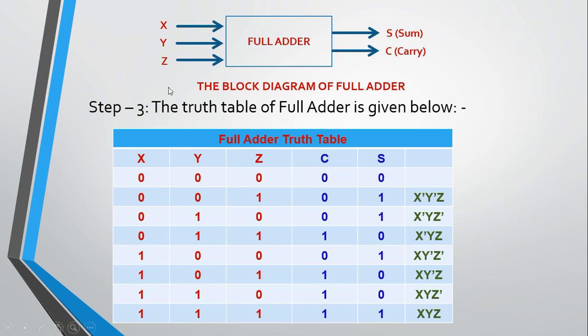Now we need to define the truth table for full adders. What you need to do: for 3 input variables the possible combinations would be 8. So 0 0 0, 0 0 1, and accordingly you need to write. Now I am going to repeat this again and again for those students who are still not able to write the possible combinations for 3 input variables.